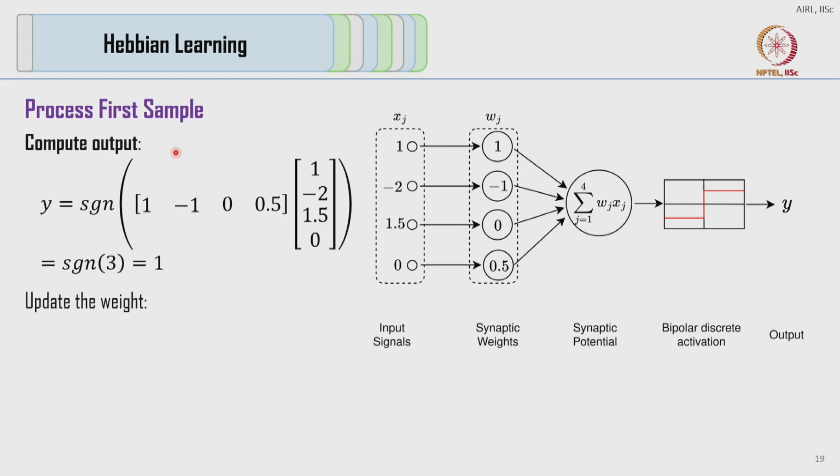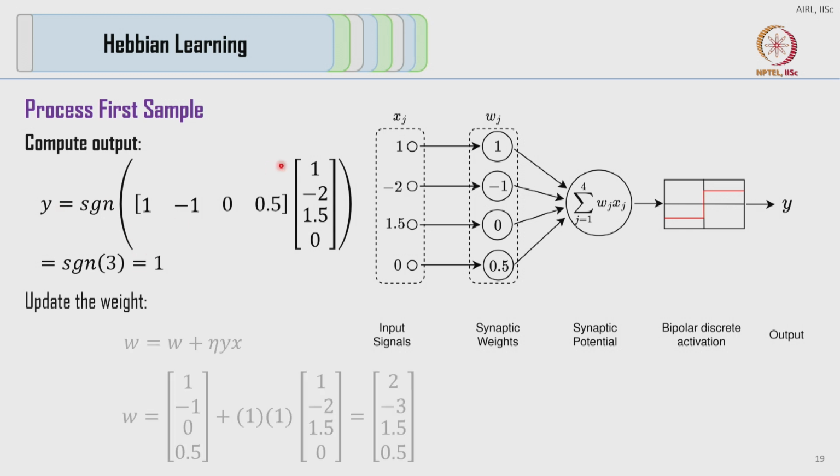If I present the first sample, y is g of W transpose x, where g is the activation function. If I look at W transpose x, what do you get? 1 into 1 plus -1 into -2, 0 into 0.5 plus 0.5 into 0, which means you will get 1 plus 2, which is 3. 3 is greater than 0, so your output is 1.